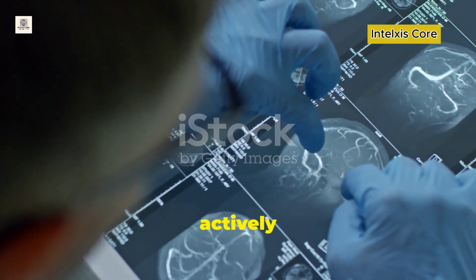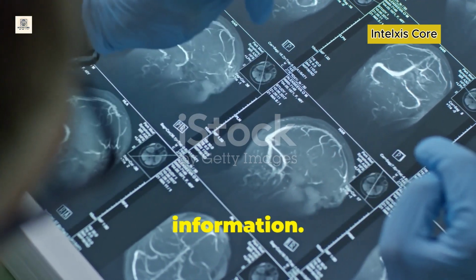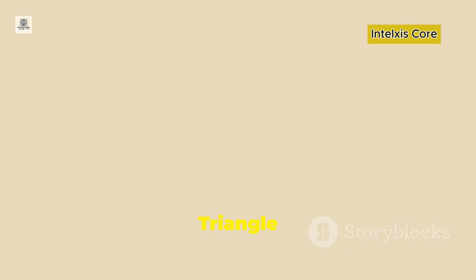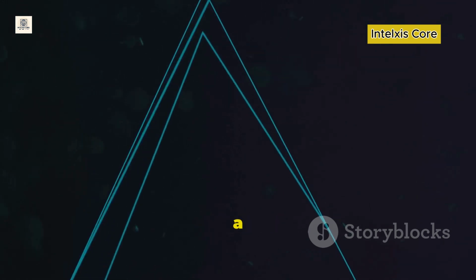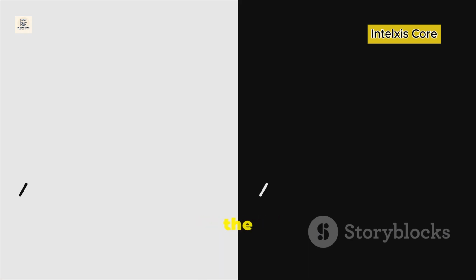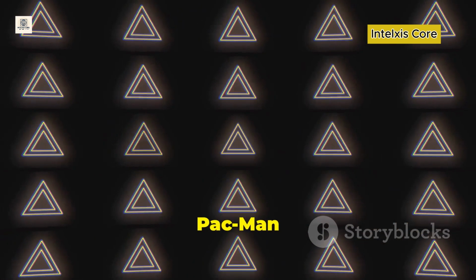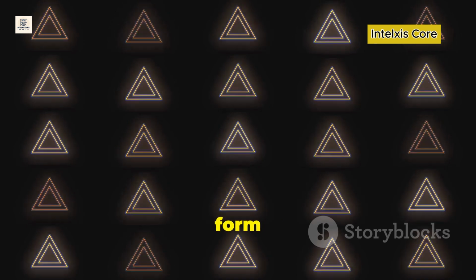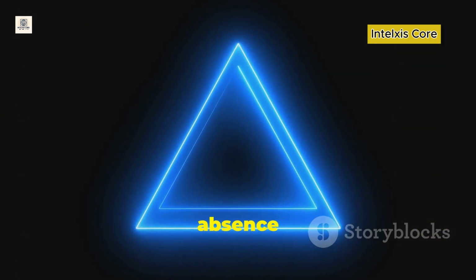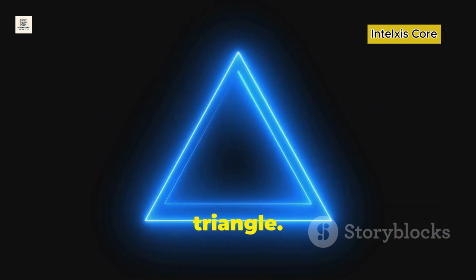Our brains actively construct reality, filling in missing information. The Kanizsa triangle demonstrates this ability. We perceive a bright white triangle that is not actually drawn. It emerges from the arrangement of incomplete elements. Three black Pac-Man shapes and three V-shapes form the illusion. Despite the absence of drawn lines, we perceive a triangle.